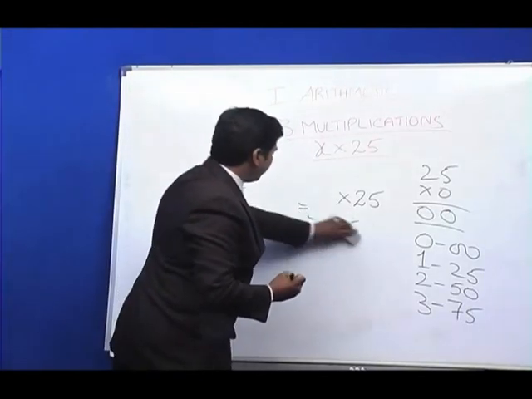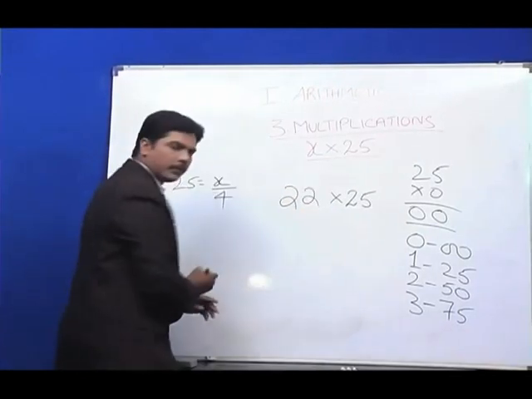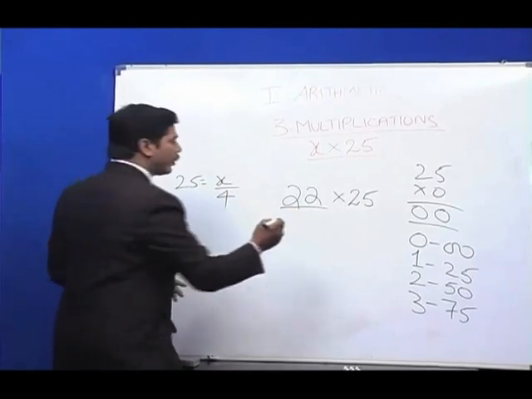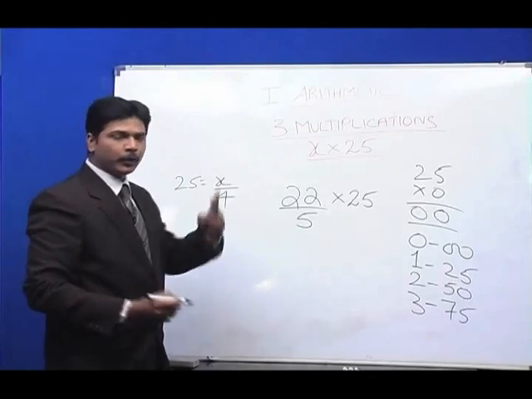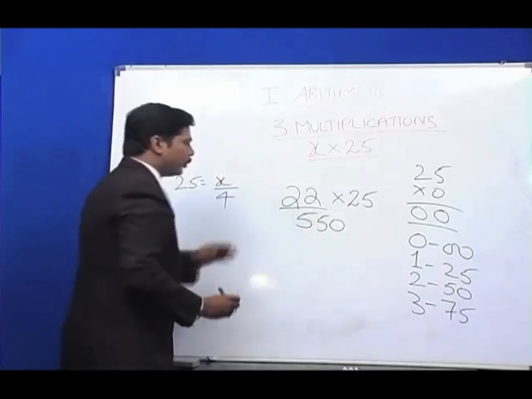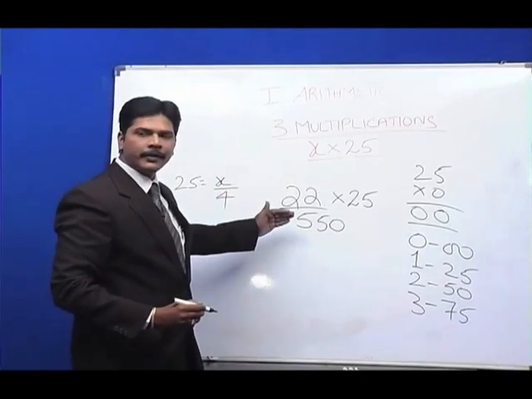Similarly, we'll take one more example. Like how much is 22 times 25? 4 goes in 22, it doesn't go exactly, but near it goes 5 times. 4 times 5 is 20 with a remainder of 2. If the remainder is 2, the answer ends in 50. So when you multiply 22 times 25, you get 550.